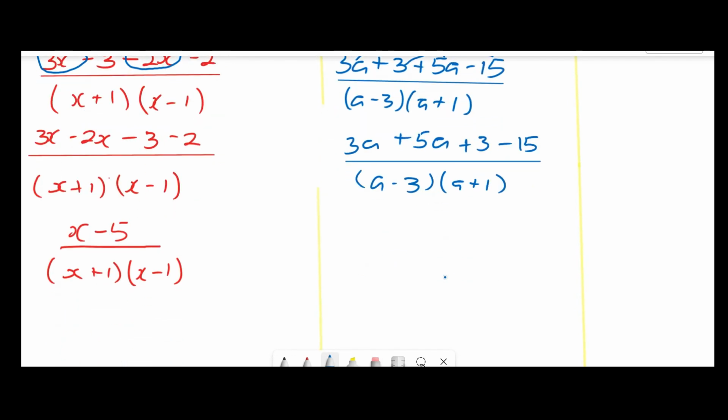So now let's simplify. 3a plus 5a is going to be 8a. This is going to be negative 12. 3 minus 15 is going to be negative 12. And then all over a minus 3, a plus 1.